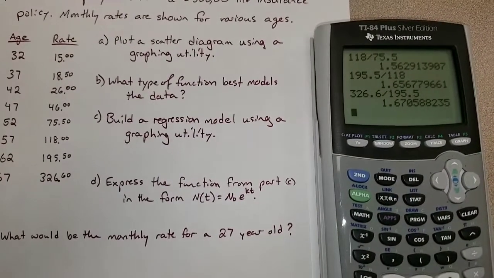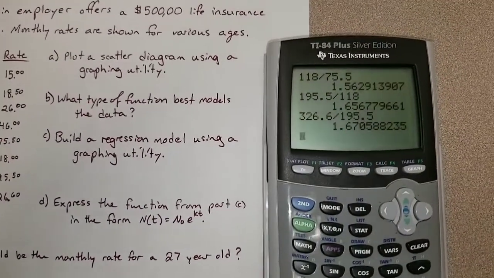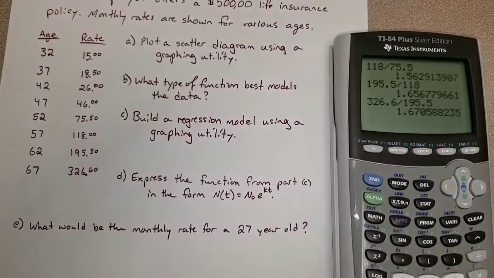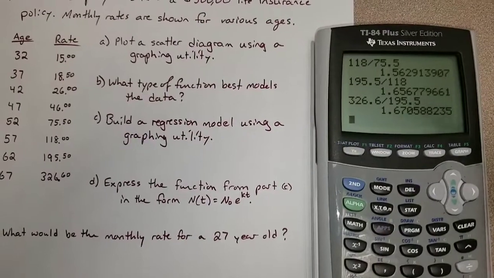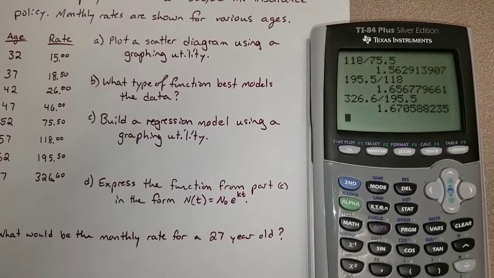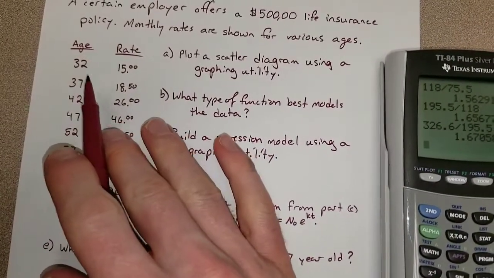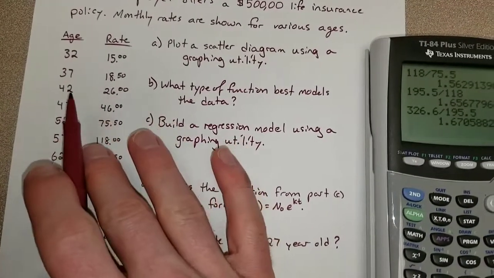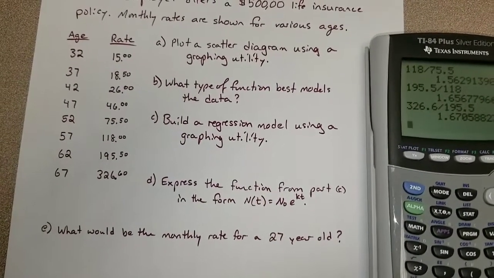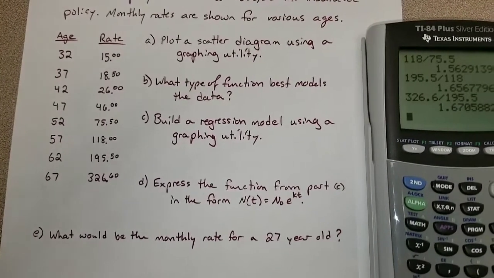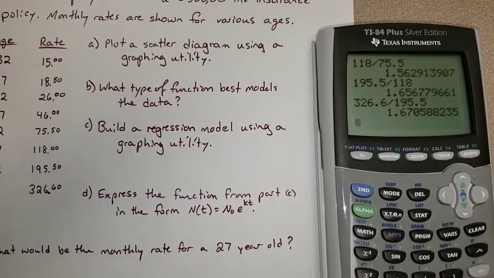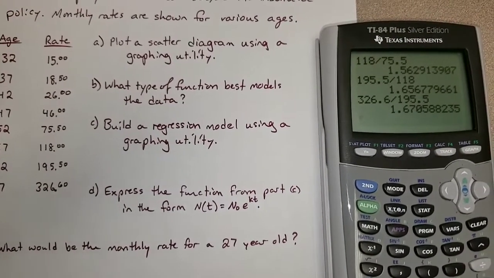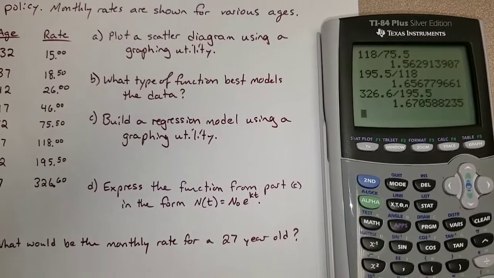So it's getting to be a pretty consistent ratio from one point to the next. Again, that works for exponential data or nearly exponential data as long as you have a consistent increase in the age, right? It's every 5 years. If it wasn't every 5 years, then that ratio wouldn't be consistent. All right, so that verifies that we have a fairly exponential set of data.